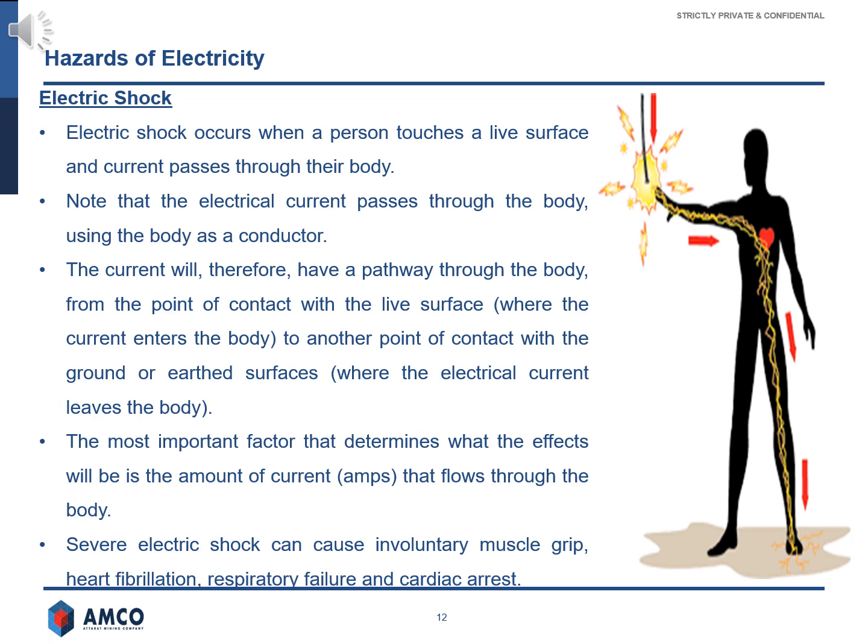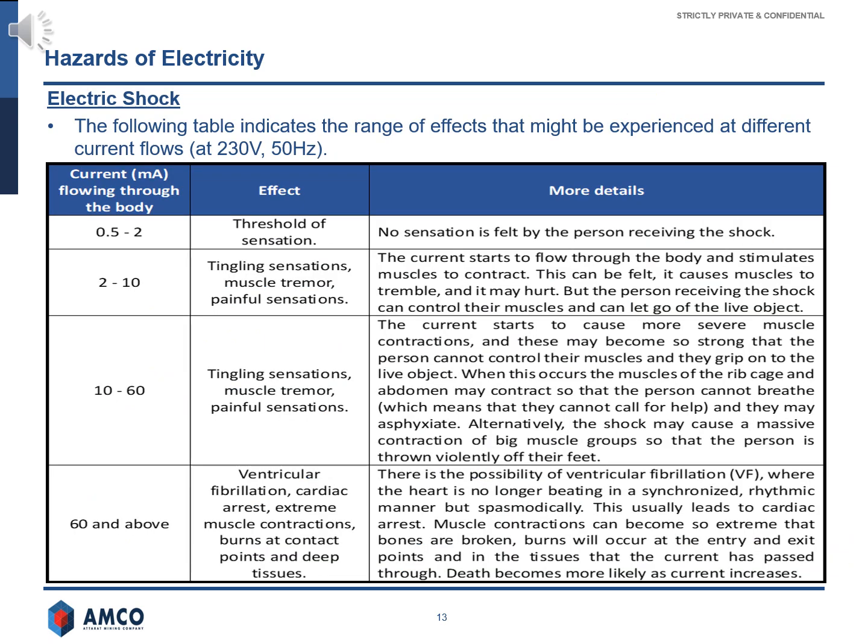Severe electric shock can cause involuntary muscle grip, heart fibrillation, respiratory failure, and cardiac arrest. Electric shock. The following table indicates the range of effects that might be experienced at different current flows, at 230 V, 50 Hz. 0.5 to 2 mA. At this level, the current is generally perceptible. You might feel a slight tingling sensation, but it is not harmful. This is often referred to as the perception threshold.